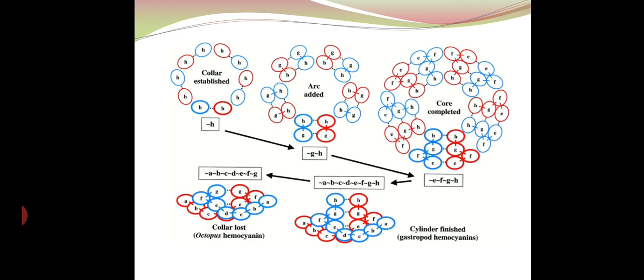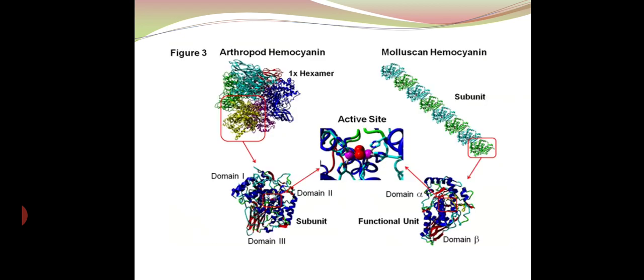The molecular structure in a collar-closed octopus hemocyanin, and the collar is established. Figure showing the formation of octopus hemocyanin, and this is the gastropod hemocyanin. It's cylinder shaped. And the arthropod hemocyanin differs from the molluscan hemocyanin. There is some difference in the functional subunits or in the active site.